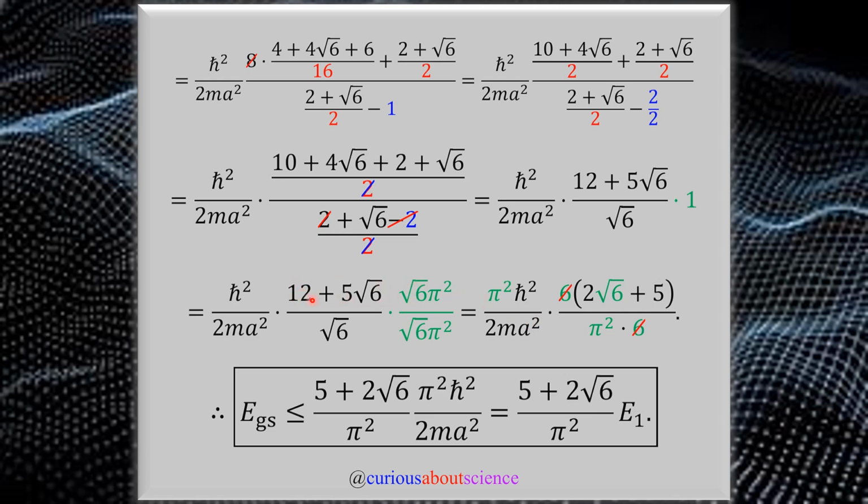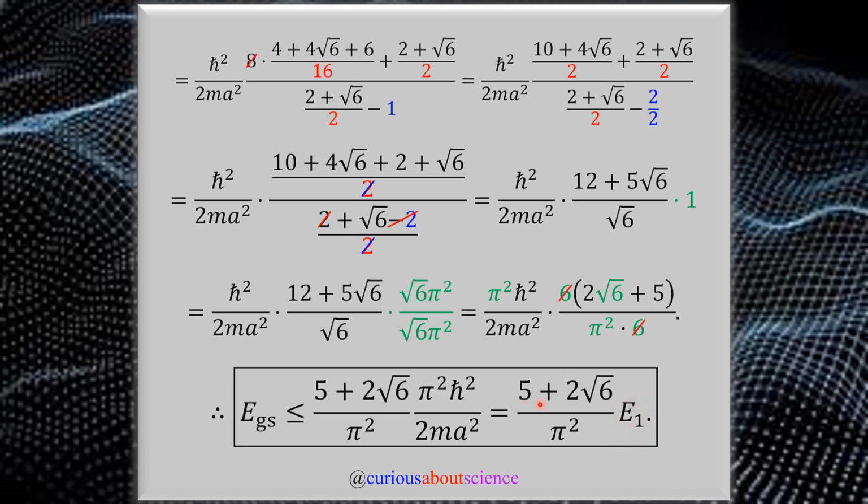That gives us 12 square root of 6, but 12 is composed of 6 and 2, so I can factor a 6 out. Then my 5 square root of 6 times square root of 6 gives me 5 times 6. So I have a factor of 6 in both the numerator and denominator. So cancel, cancel. And thus, what I'm left with is 5 plus 2 square root of 6 over pi squared times our constants, which is pi squared, h bar squared over 2ma squared. And that is equal to our ground state for the well.